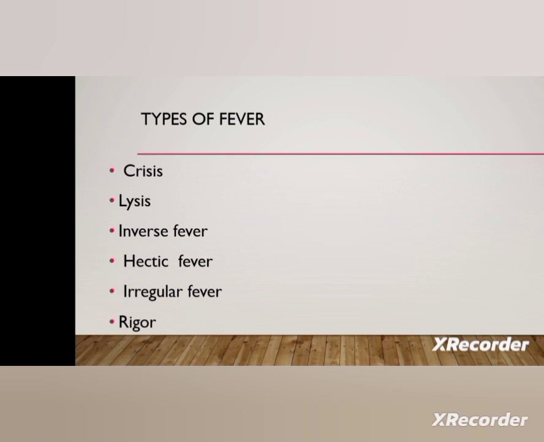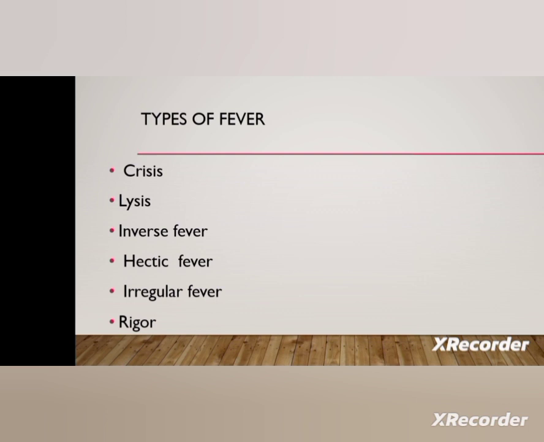Next one, inverse fever. In this type, the highest range of temperature is recorded in the morning and lowest in the evening. This type of fever is known as the inverse fever. Highest range of temperature in the morning and lowest in the evening. That is known as the inverse fever.